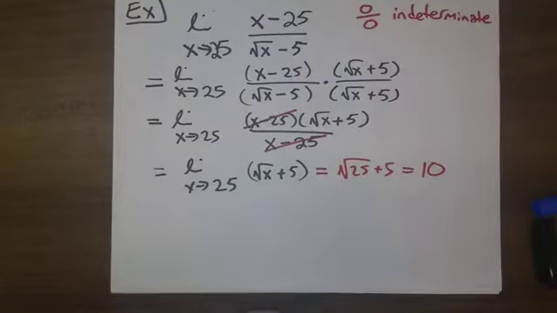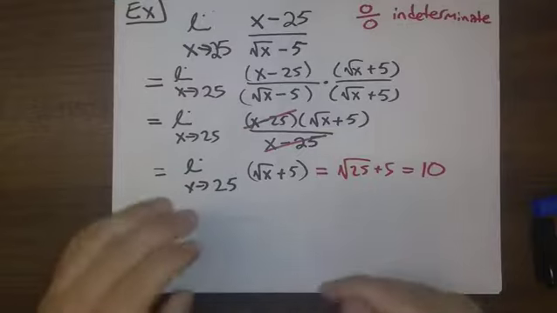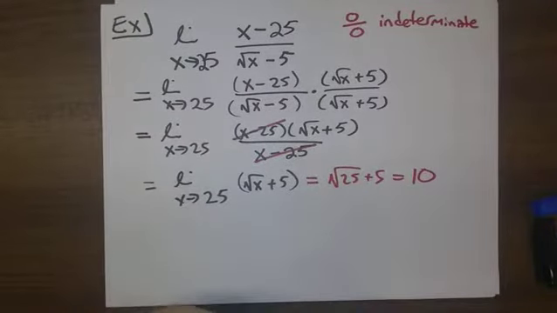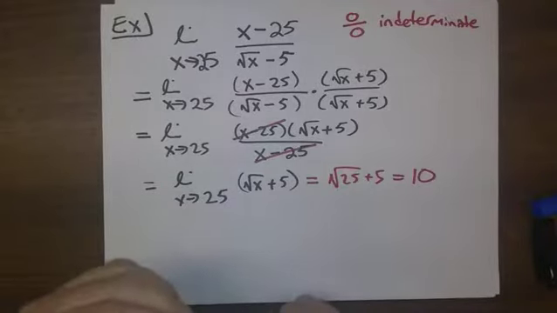So once again, we had a 0 over 0 indeterminate form, and once again, a small amount of algebraic manipulation is going to allow us to get it out of the 0 over 0 indeterminate form and into a place where we can use continuity and apply substitution.